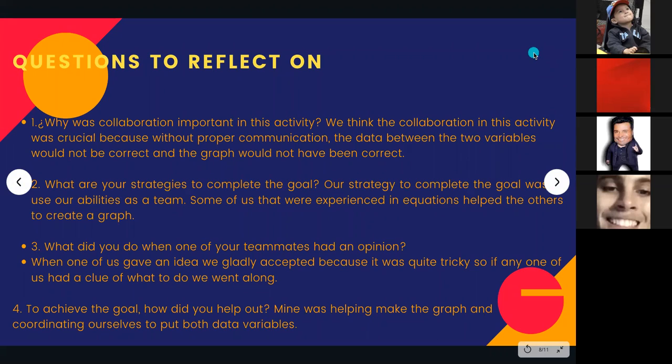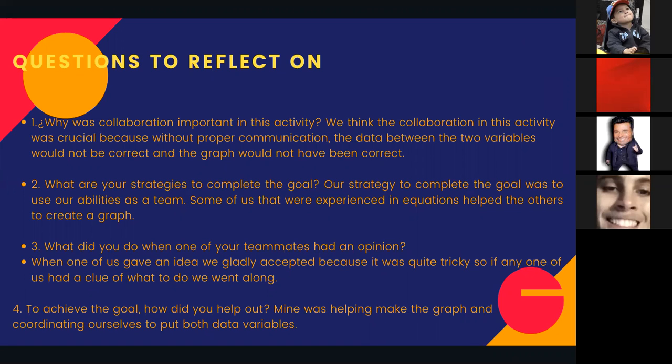Okay, so some questions to reflect on. Why was collaboration so important in this activity? I believe collaboration in this activity was very, very important because when we were doing the first data table, there needed to be proper communication so each part of the variables would be correct. What were your strategies to complete the goal? Our strategies were to use our strengths as a team, put them together, and each do a part that would complement our abilities.